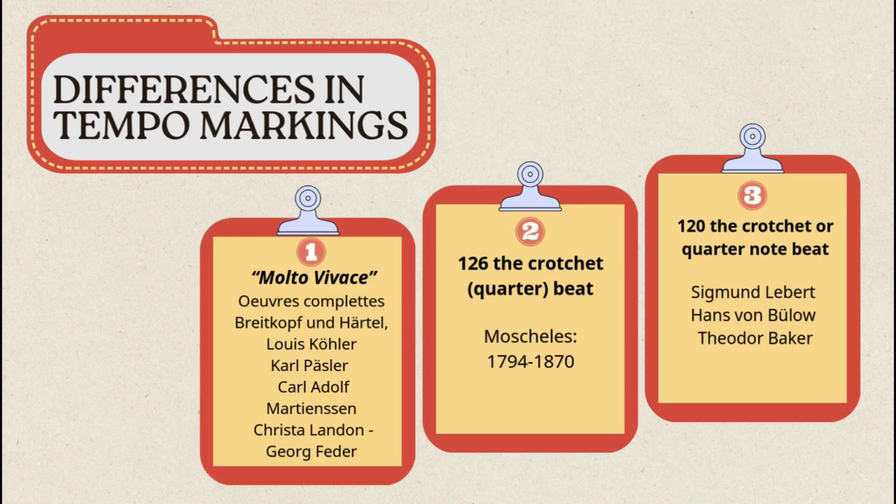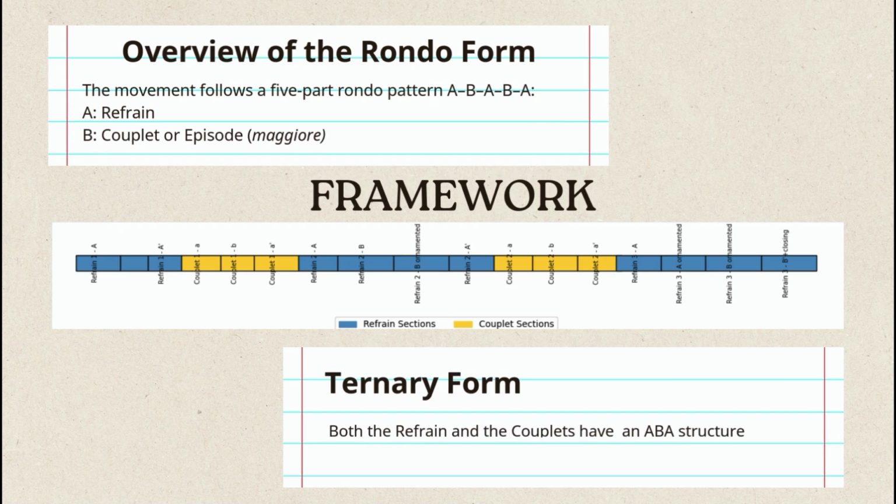There are some differences in tempo among different versions. Just Molto Vivace in 7 editions, 126 to the crotchet or quarter note beat in the Motionless edition, and finally 120 BPM in 3 editions.